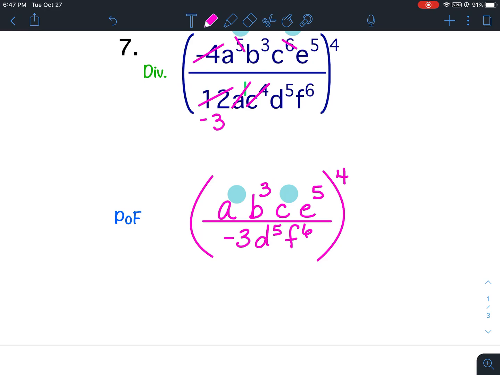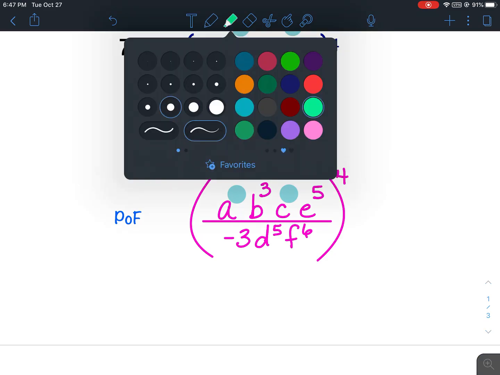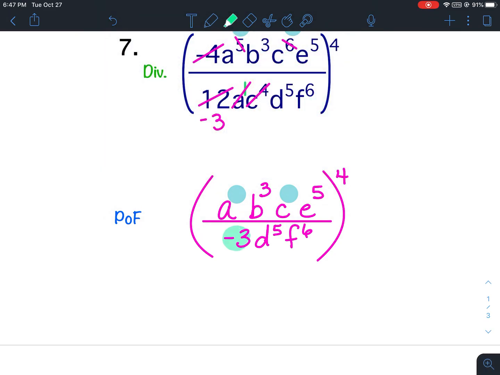All right. Now we are ready for power of a fraction. Anytime you have power of a product or power of a fraction, the first thing you want to do is take any type of coefficient and raise it to the exponent that's on the outside. Now, the coefficient in the numerator is a 1. 1 to any exponent is still going to be 1, so I don't need to write that. Instead, I will put -3 to the 4th power.